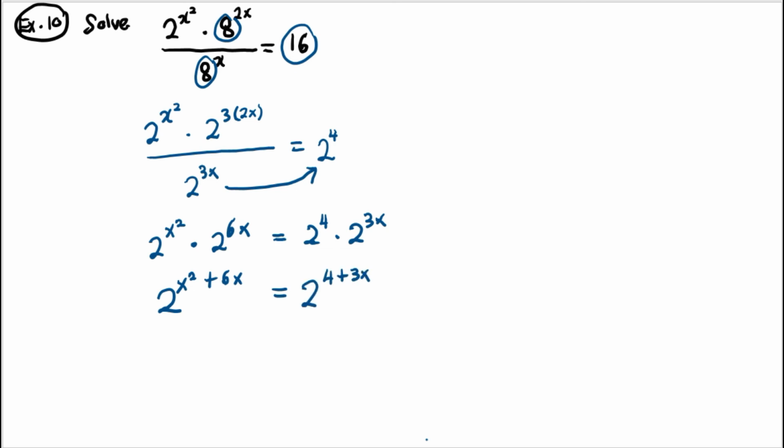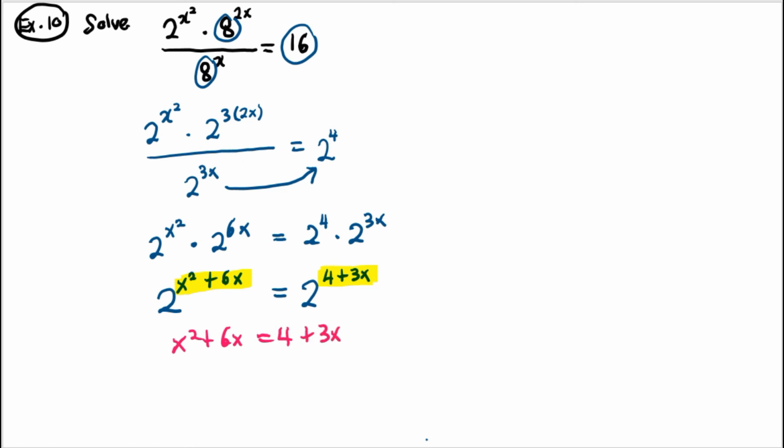The common mistake that students make is they see 4, 3x and it will become 12x. That is wrong, because this should be a plus here, an addition. Now we can compare the index because we have the same base on the right and the left side. Therefore, we have x squared plus 6x equal to 4 plus 3x.